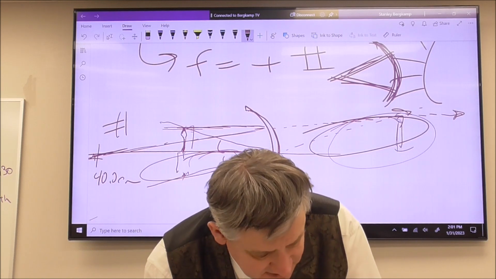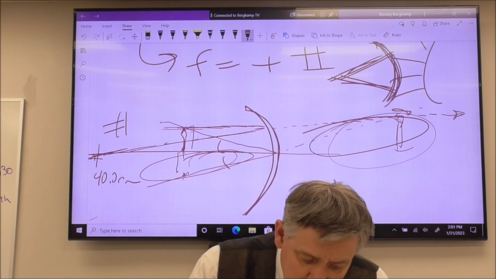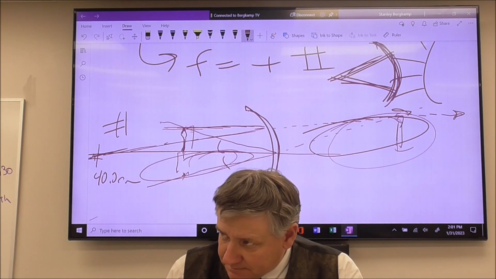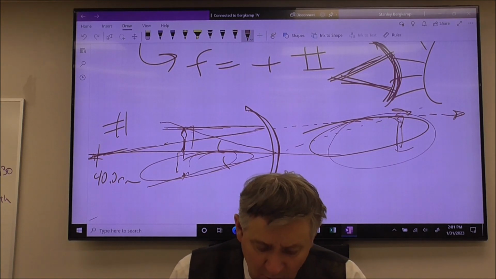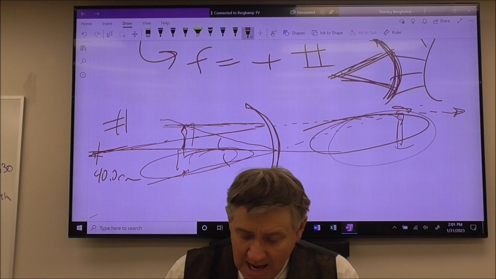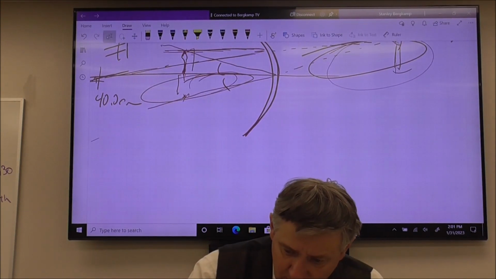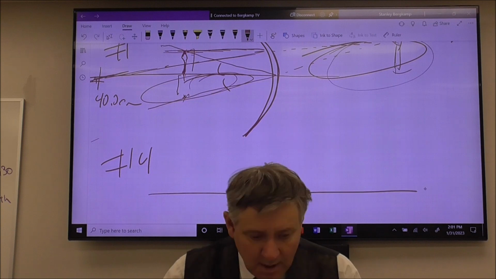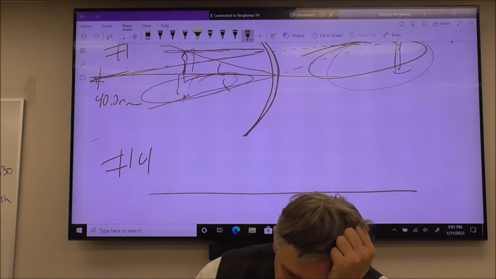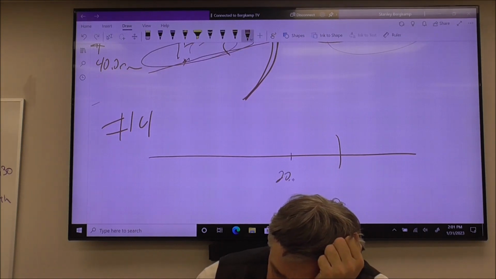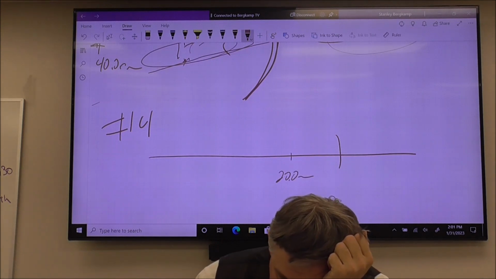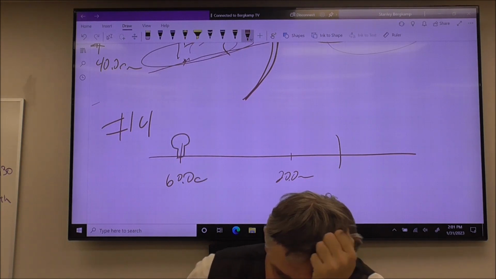Now, in contrast to that, on number 4, and this is why I sequenced these like I did. On number 4, you've got a light bulb 60 centimeters away from a concave mirror with a focal length of 20 centimeters. So what's happening on the next one, when you get to number 4, again, it's a concave mirror, right? But with this one, you have a focal length of 20 centimeters and an object distance of 60 centimeters. So here's the light bulb.